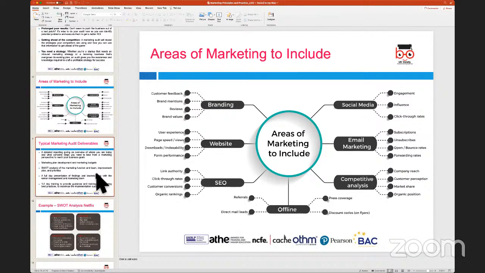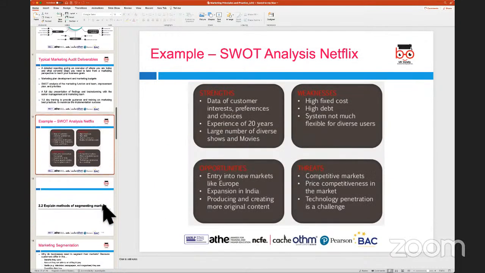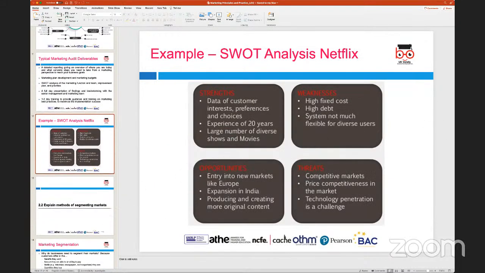Now, in order to understand the audit, say, for example, the strengths and weaknesses of the organization, what we are going to look at is a traditional model for doing that analysis of identifying strengths and weaknesses. And that would be done primarily through carrying out what is called a SWOT analysis.